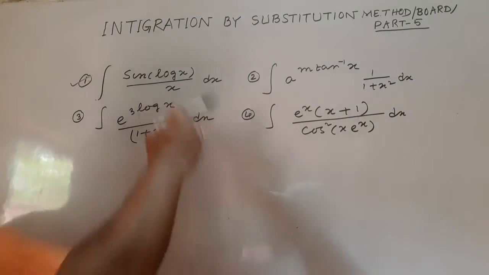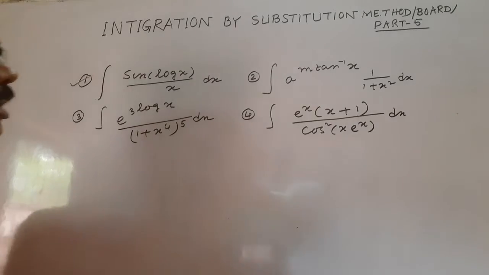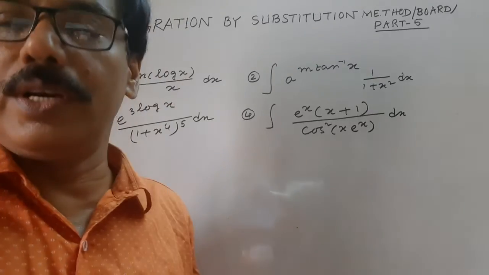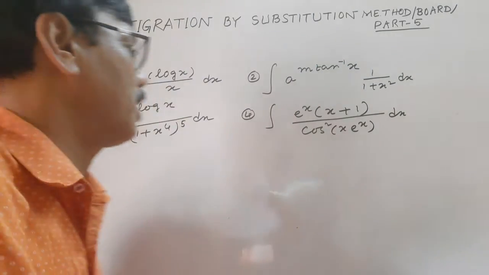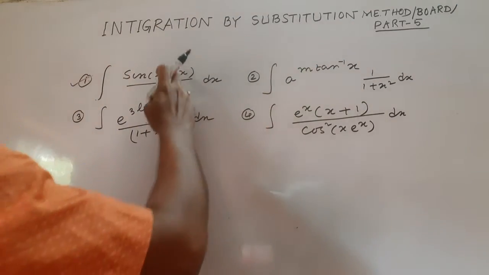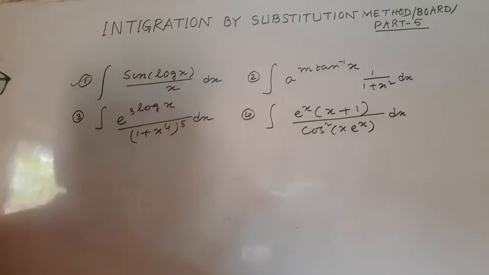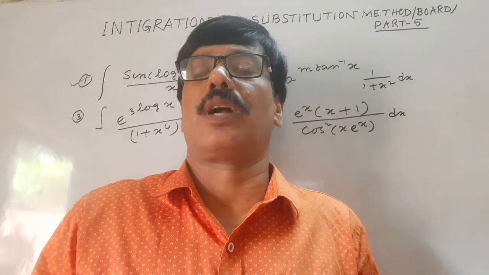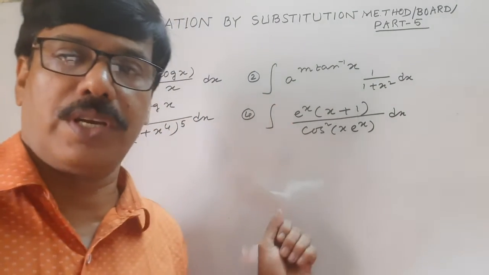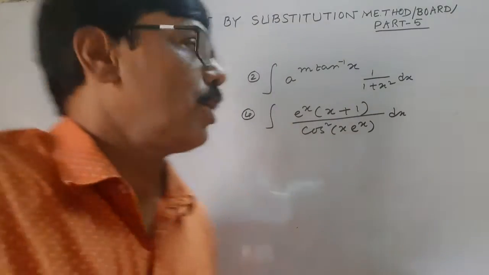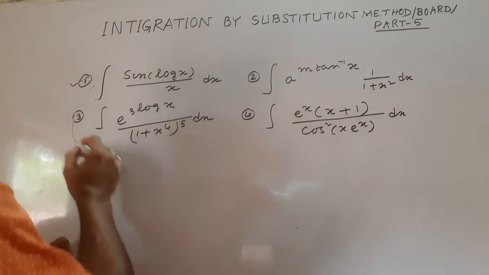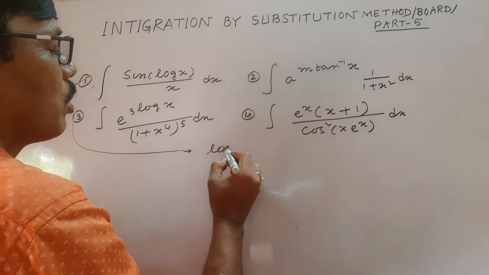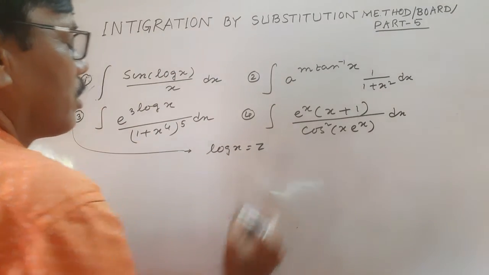So we know the integration of sin x when the argument is a linear algebraic function. But here log x is not a linear algebraic function. Therefore, we have to put a transformation to put it in standard form. So for problem number 1, look, the argument is log x. So we put log x equals z.